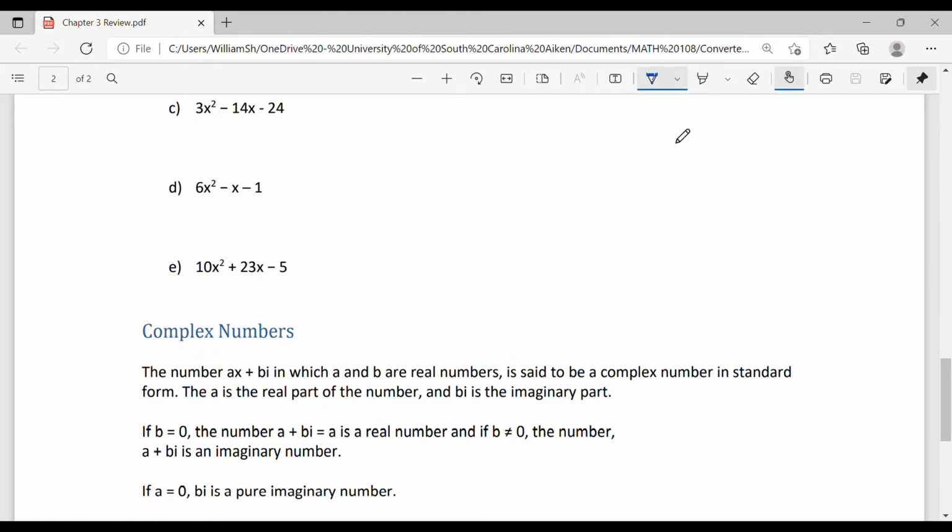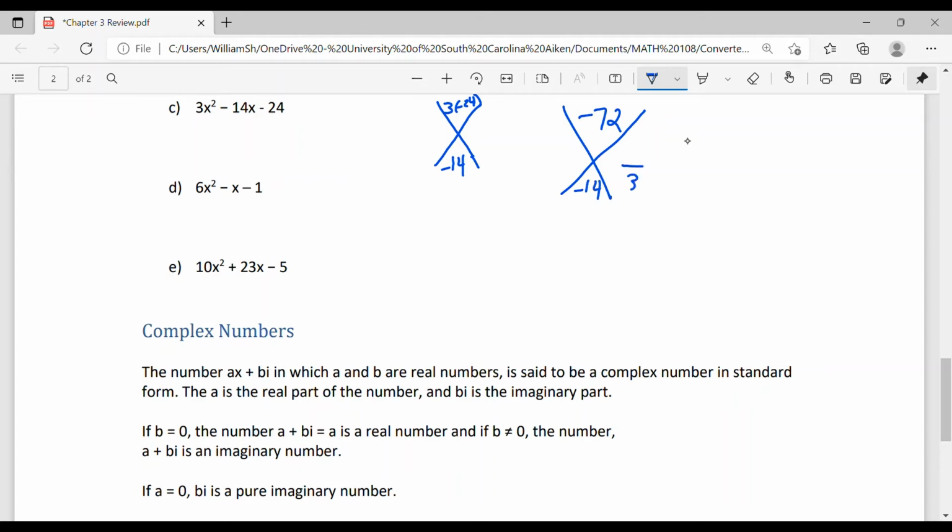Alright, so now let's look at C. C is 3x squared minus 14x minus 24. Let's work the X method on this one. So AC is going to go up top. That's going to be 3 times negative 24. And B is going to go on the bottom. That's negative 14. Now, I'm going to write it a little bigger because I kind of crammed the space in there. Now, 3 times negative 24 is going to give us negative 72. Okay?